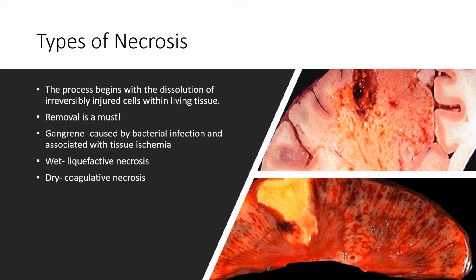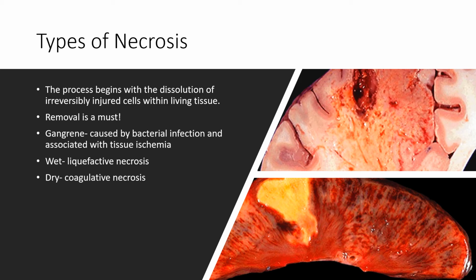And then you can see on the slide here, the top picture on the far right-hand side, this is a brain section, and the picture on the bottom right-hand corner is a wedge-shaped kidney section, and you can see the infarct on the kidney. So these are depicting two different types of gangrene, and gangrene is a negative sequelae of necrosis, which is caused by a bacterial infection and is associated with tissue ischemia.